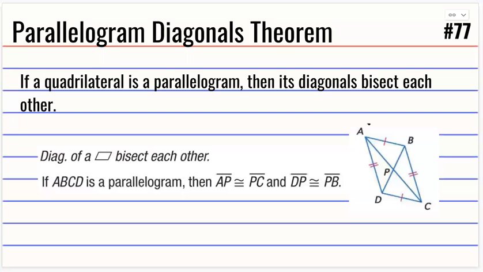Next, if a quadrilateral is a parallelogram, then its diagonals bisect each other. So if the diagonals bisect each other, looking at this picture, that means AP is congruent to PC. And then that means that DP is congruent to PB. So the diagonals bisect each other.